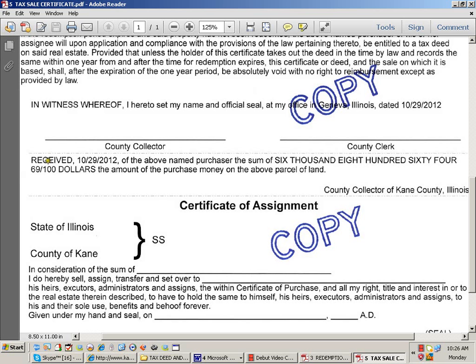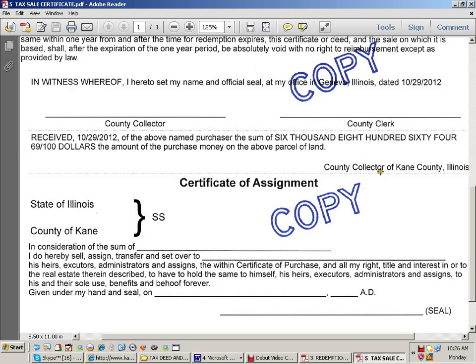Then it says received from the above named purchaser the sum of $6,800 written out in dollars, the amount of the purchase money on the above parcel of land. But the county collector should be somewhere on the document, right? Then it says county collector somewhere below that, of Kane County, Illinois. So we've got one county collector with no addition, and another county collector of Kane County, Illinois. It's like there's two different collectors and two different lines to sign. Or like you said, maybe they just print their name on this one, but they didn't call the county collector at the top the county collector of Kane County.